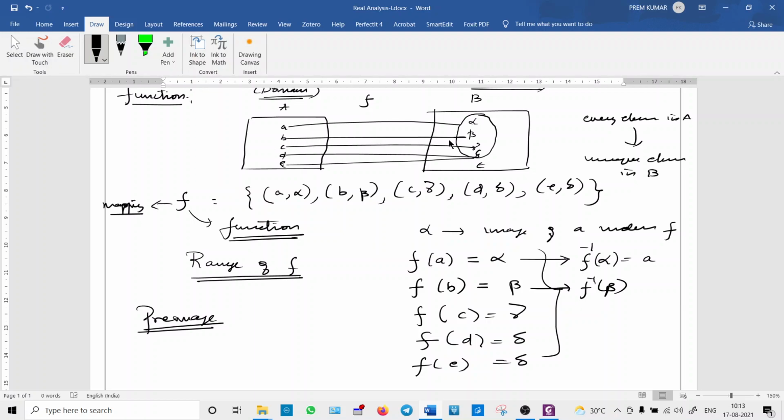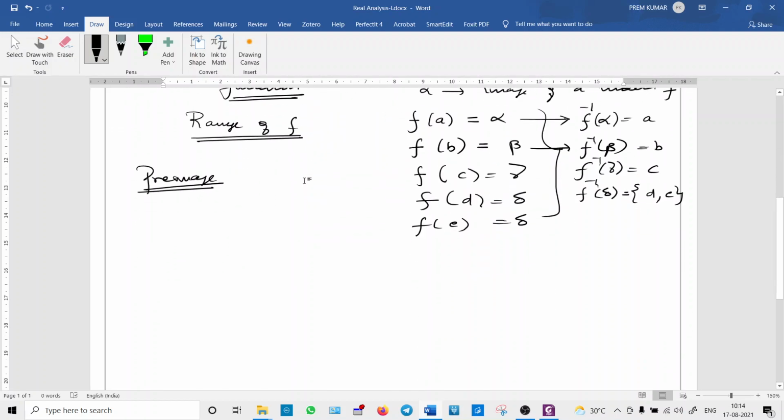So what is the inverse image of B under F? B. What is the inverse image of gamma? C. What is the inverse image of delta? Here for delta, there are two inverse images, D and E. That is not a single element, so you have to be very careful. The inverse image of delta is D and E. It is a set. Okay.